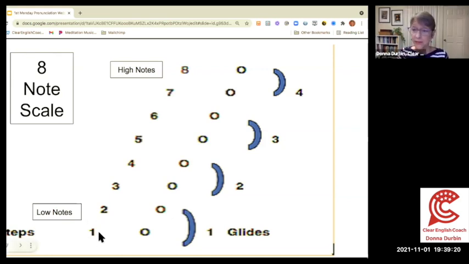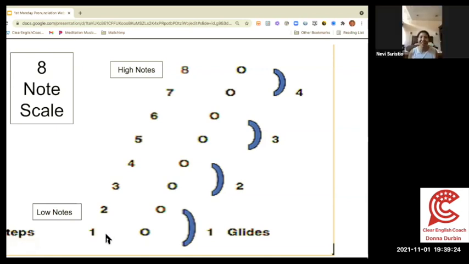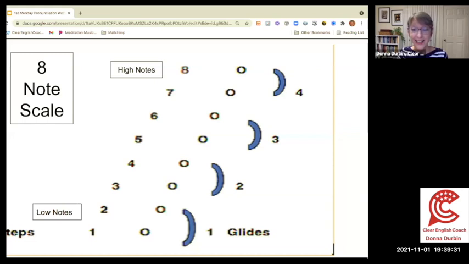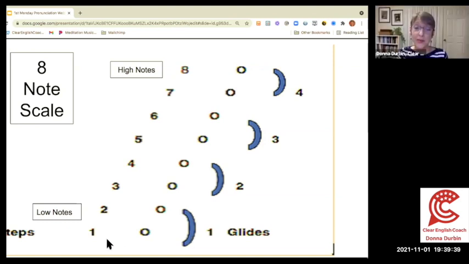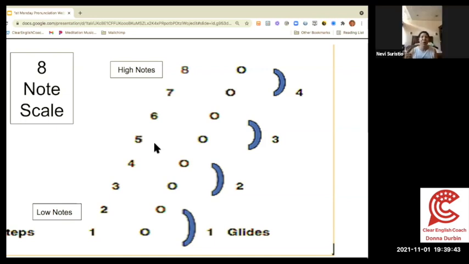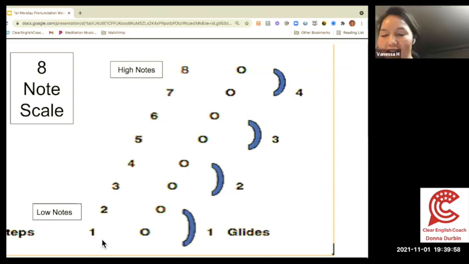Okay. Navy, give it a try. Okay. Can you hear me? Yes. Okay. 1, 2, 3, 4, 5. Okay, so you did the glides. Those are the glides. 4, 3, 2, 1. Now try the steps. 1, 2, 3, 4, 5, 6, 7, 8. 8, 7, 6, 5, 4, 3, 2, 1. Excellent.